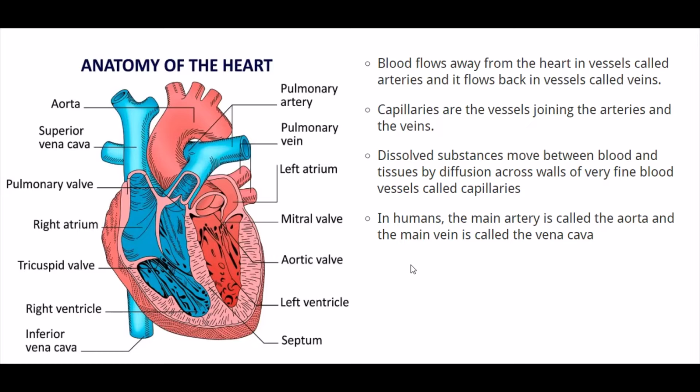Blood flows from the heart in vessels called arteries, and it flows back in vessels called veins. Capillaries are the vessels joining the arteries and the veins. Dissolved materials or substances move between blood and tissues by diffusion across walls of very fine blood vessels called capillaries. In humans, the main artery is called the aorta and the main vein is called the vena cava.